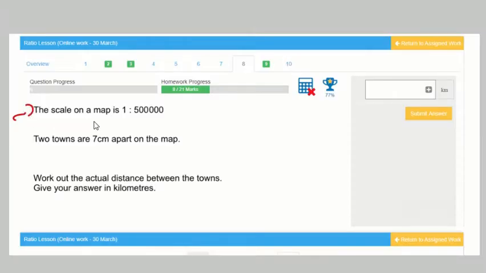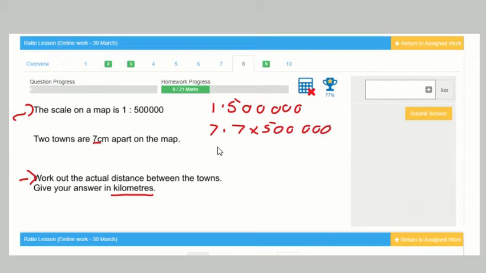The scale on the map is 1 to 500,000. That means for every 1 centimetre on the map, it's 500,000 centimetres on the ground. Two towns are 7 centimetres apart on the map. So the question asks us to work out the actual distance between the towns. And again, it wants us to give our answer in kilometres. Well, the ratio 1 to 500,000 is the same as 7 to 7 times 500,000.